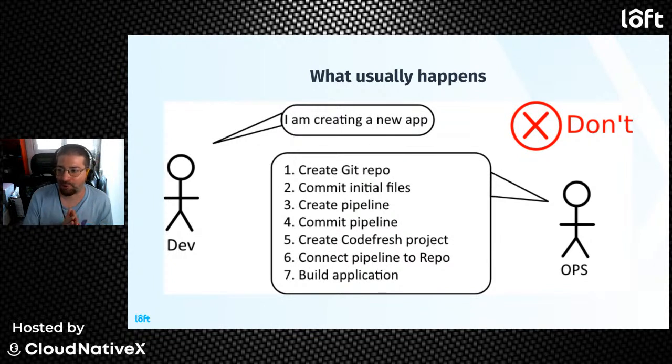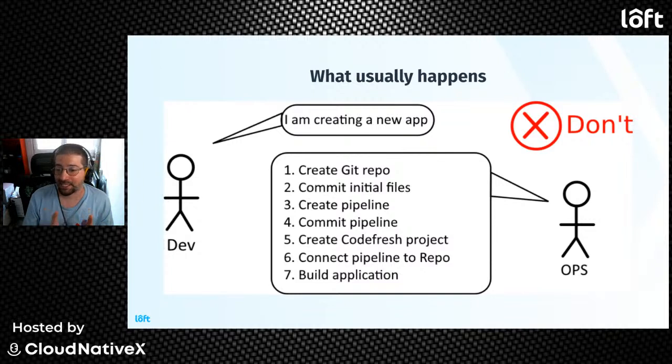I need a Git repository for my source code. I need a cluster to deploy my application. Maybe I need a second cluster for a unit test, integration test. I also need a pipeline. I need a Docker registry. I need a way to access the Docker registry. And then they start collecting these things.